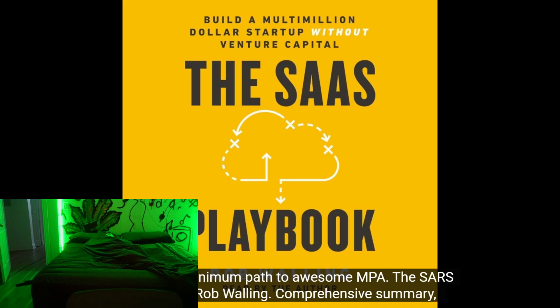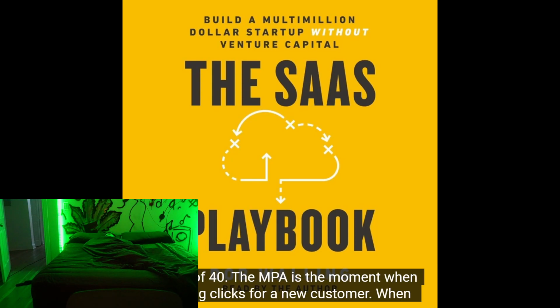Finding your minimum path to awesome, MPA. The SaaS Playbook by Rob Walling, comprehensive summary, page 27 of 40. The MPA is the moment when everything clicks for a new customer, when they say, this is amazing.